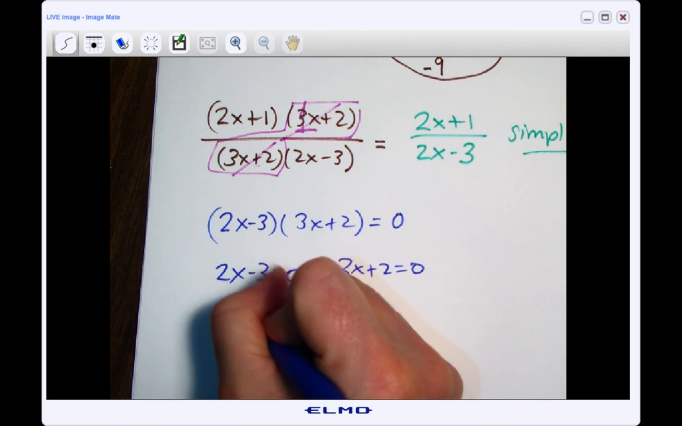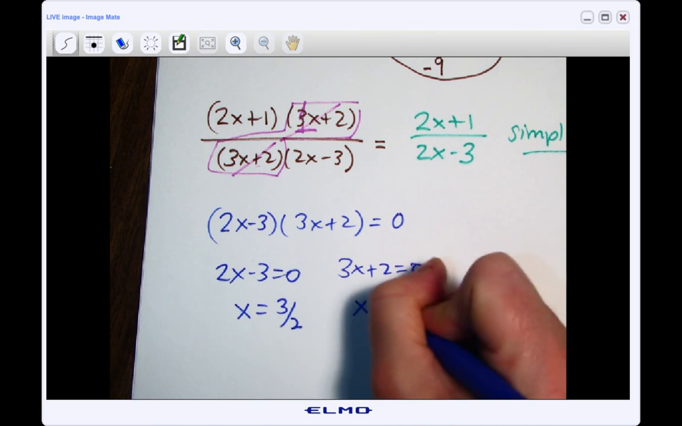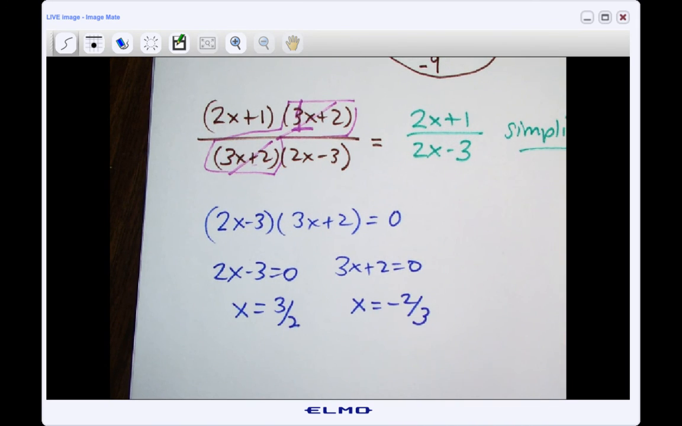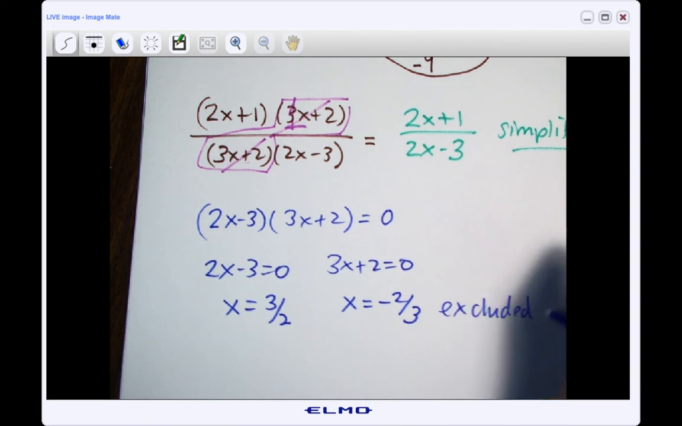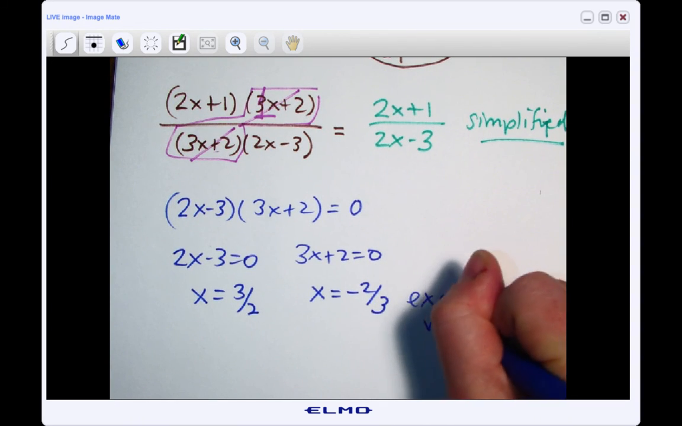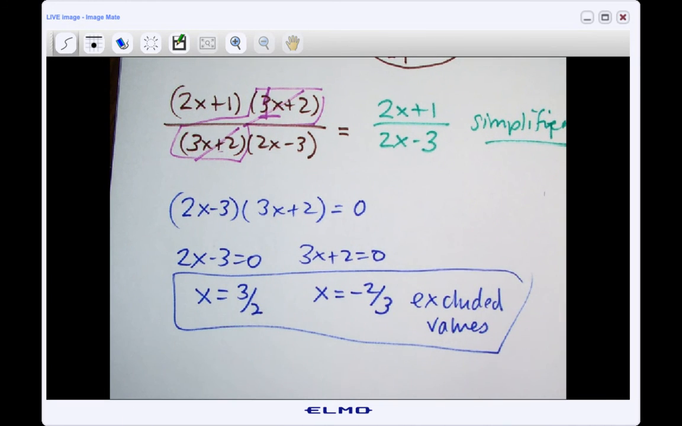And so this one comes out x is equal to 3 over 2. And this one is x is equal to negative 2 over 3. And these are my excluded values. And again, there are different ways you can write them. You could just do it this way and just literally say excluded values if you want.